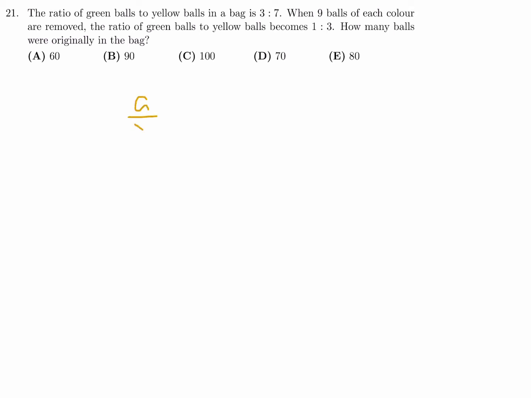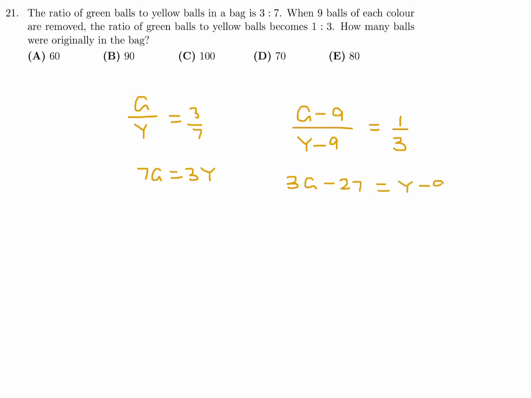Green to yellow is 3 to 7. And then once you subtract 9, it would be g minus 9 over y minus 9, and that ratio is 1 to 3. So we just have to solve this. 7g is therefore equal to 3y. When you cross multiply here, you get 3g minus 27 is equal to y minus 9.